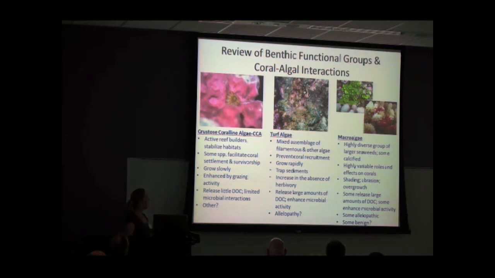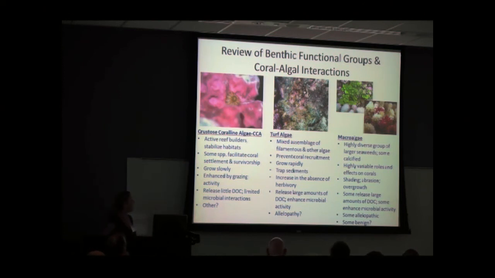The turf algae are a mixed assemblage of filamentous algae, cyanobacteria, and many other algae. Turfs are known to prevent coral recruitment. They grow rapidly. They're opportunistic settlers. They trap sediments, which can also have other impacts. They increase in the absence of herbivory. They release large amounts of DOC. They enhance microbial activity. Many species of turfs probably have allelopathic interactions as well, as you can see, many turfs actively growing over live coral.